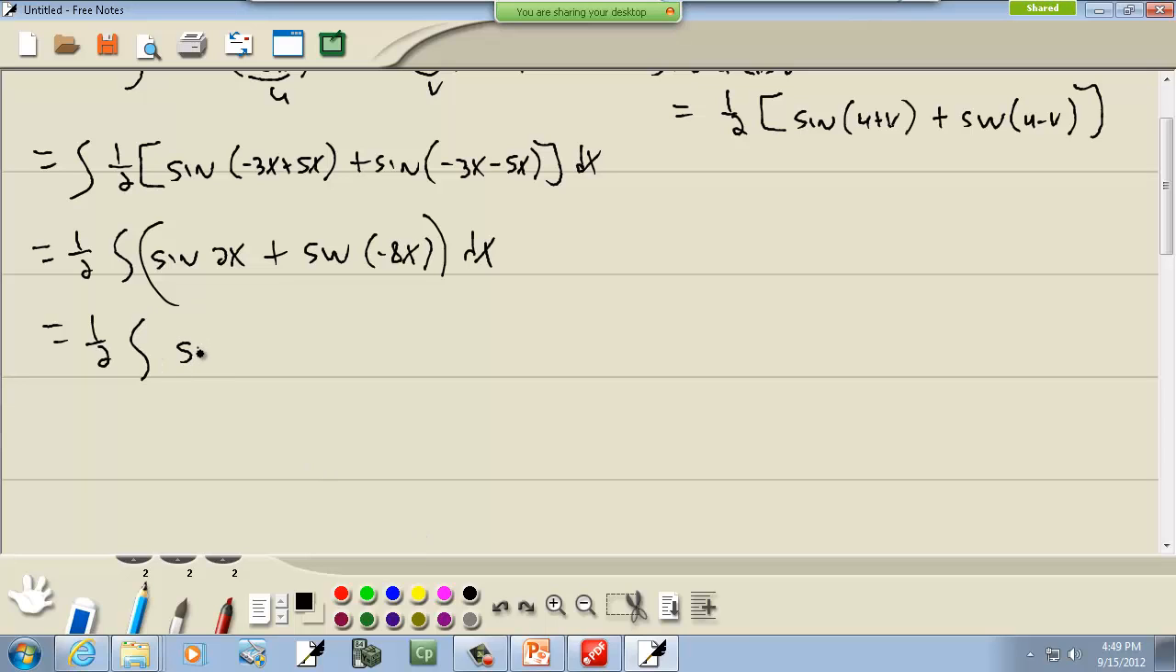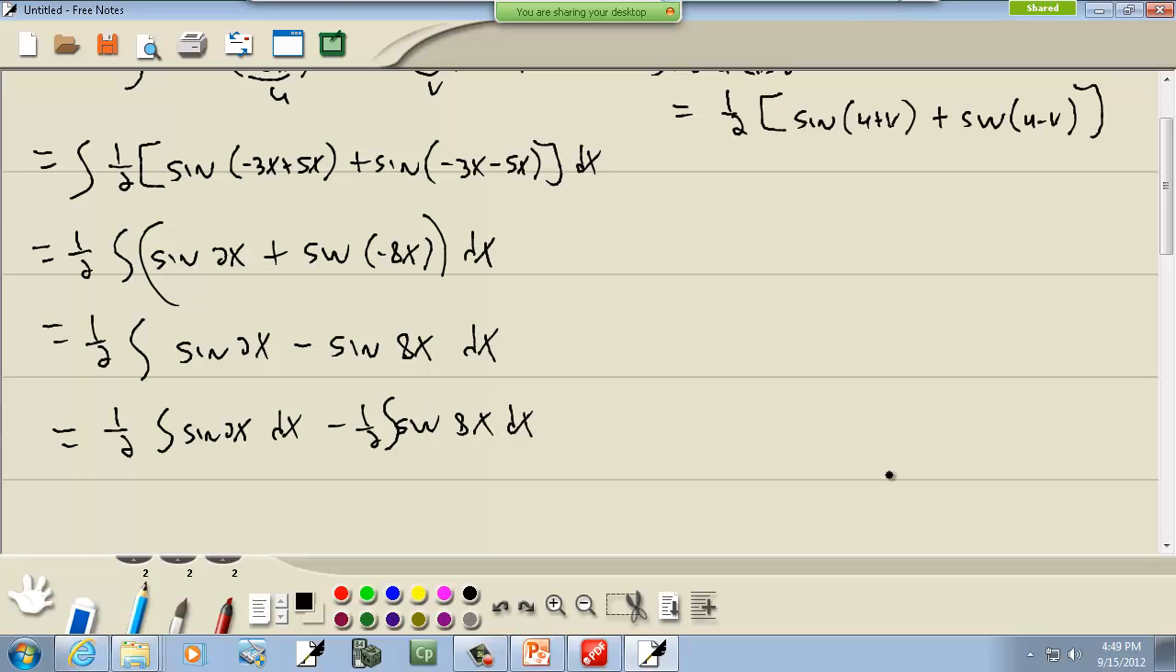To begin with, the negative here we can bring out in front like that. And I'm going to do that because it's an odd function. Sine, cosecant, tangent, cotangent are all odd. If you got a negative inside, you can put it out in front. Now let's split these up into separate integrals. So we've got 1/2 sine 2x dx minus 1/2 sine 8x dx.